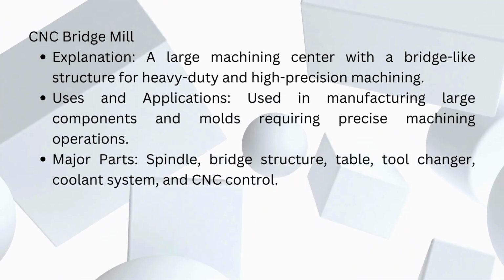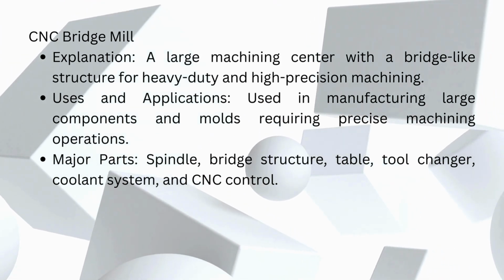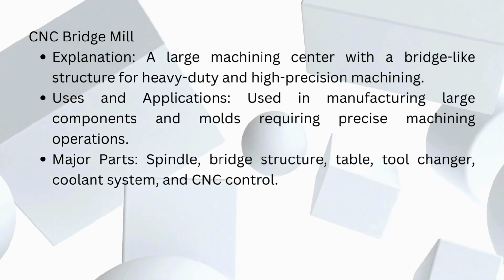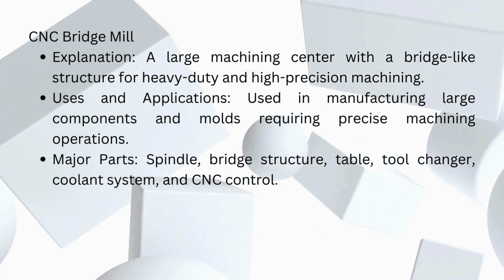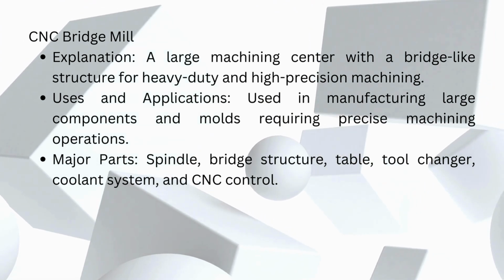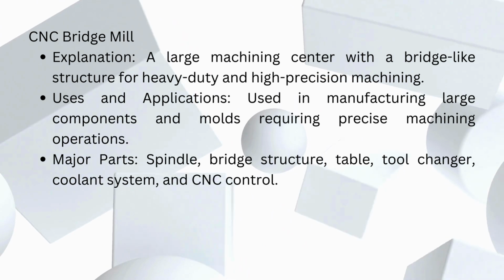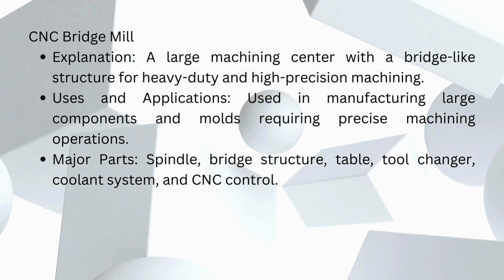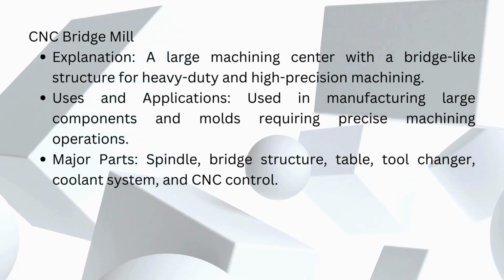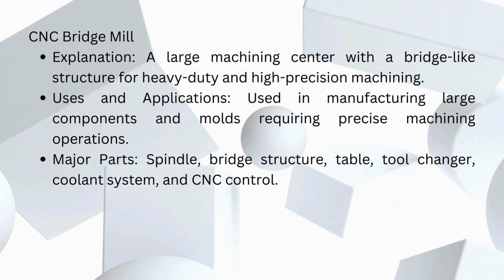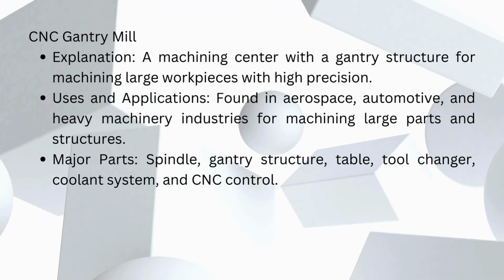CNC bridge mill. Explanation: a large machining center with a bridge-like structure for heavy-duty and high-precision machining. Uses and applications: used in manufacturing large components and molds requiring precise machining operations. Major parts: spindle, bridge structure, table, tool changer, coolant system, and CNC control.